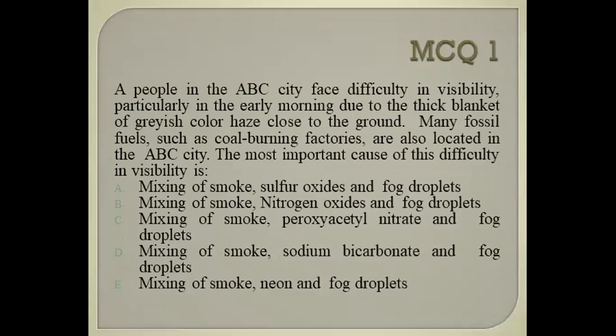Now it is time for MCQs. MCQ 1. People in ABC city face difficulty in visibility, particularly in the early morning, due to a thick blanket of beige color haze close to the ground.